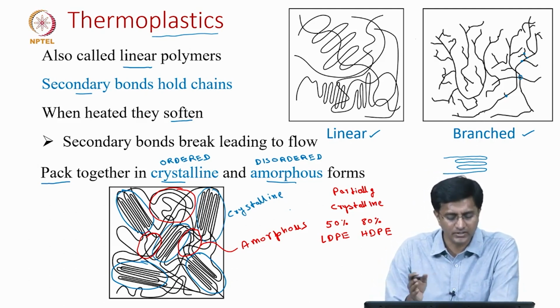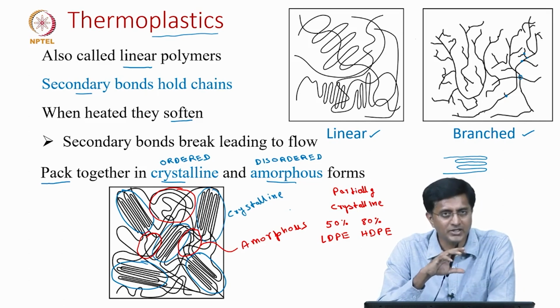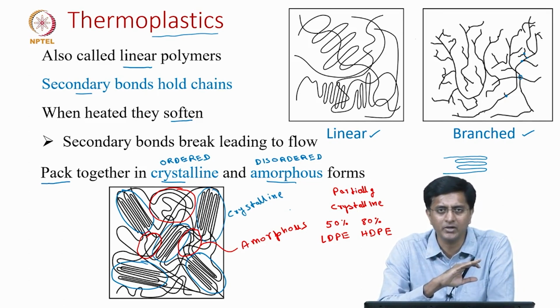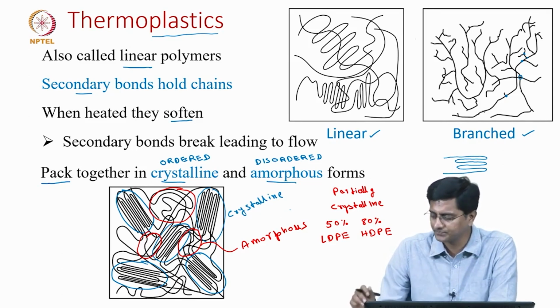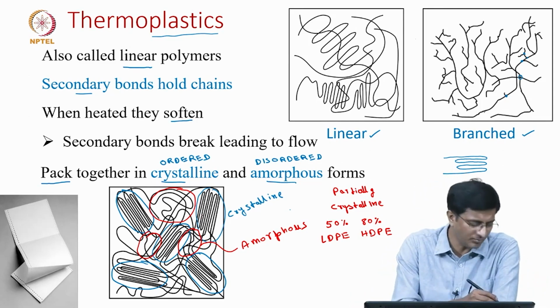So, we will see later that there are a few thermoplastics which are partially crystalline and a few that do not have any crystallinity, they are perfectly amorphous polymers. So, let us also explain this crystallinity using an example.